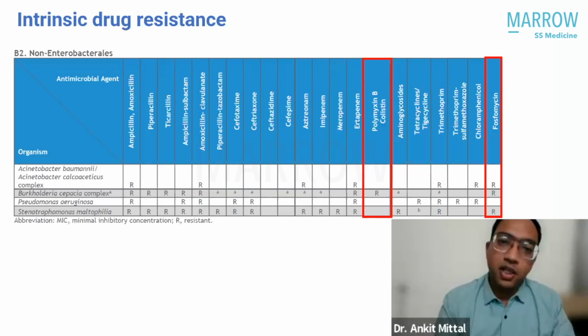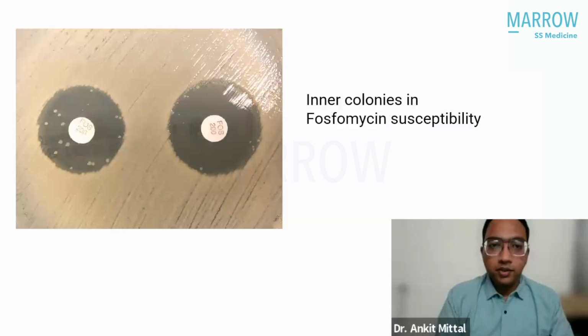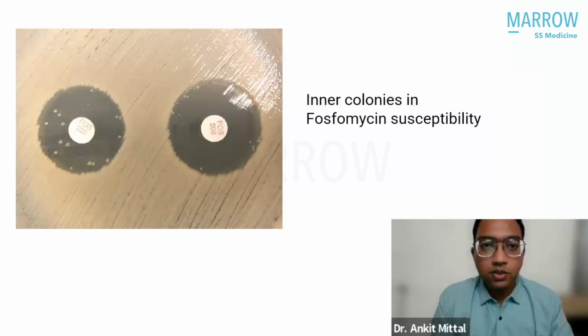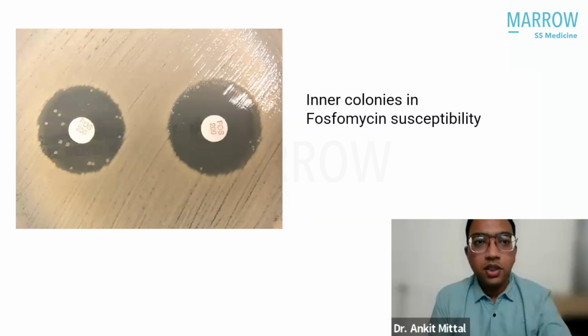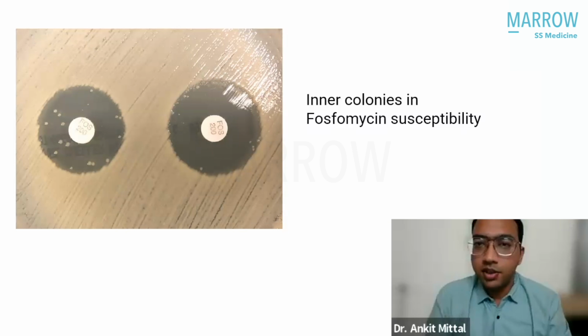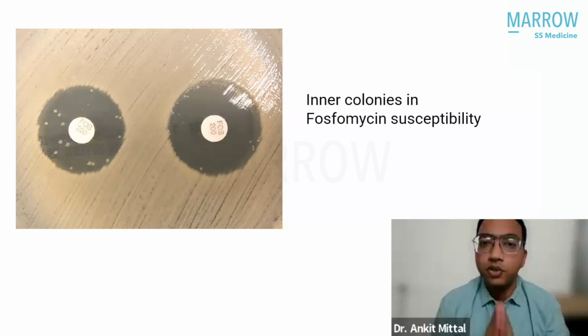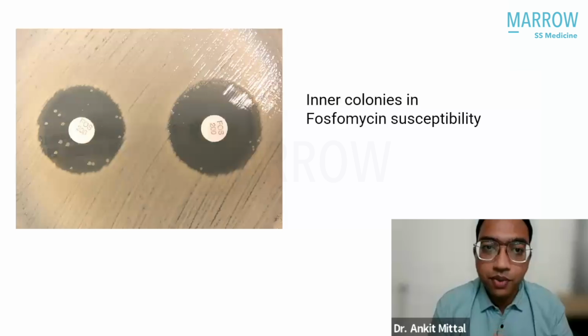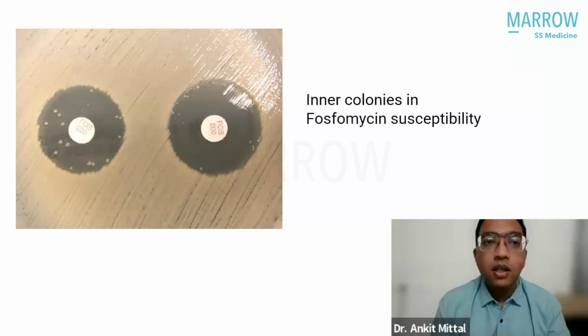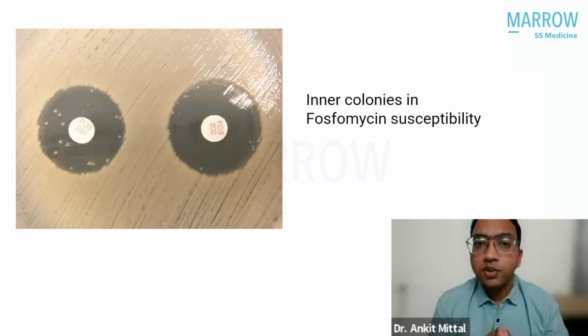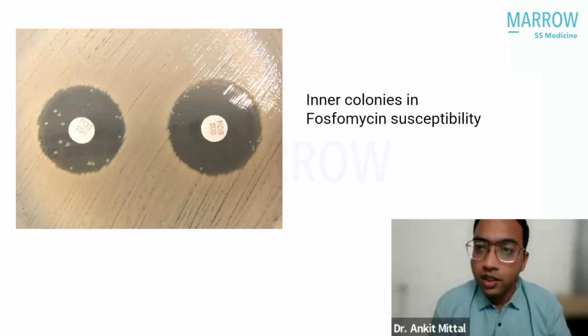Now, fosfomycin is pretty tricky. Why is that? Because you will see that in this photo, there is a zone of inhibition, but within that zone of inhibition, you are seeing some inner colonies. That is why fosfomycin is rarely the treatment of choice for severe infection as monotherapy. For Enterobacterales, fosfomycin can still be used. For UTIs, fosfomycin can still be used. But for Pseudomonas, CLSI does not define fosfomycin susceptibility, especially because of this inner colony phenomenon.